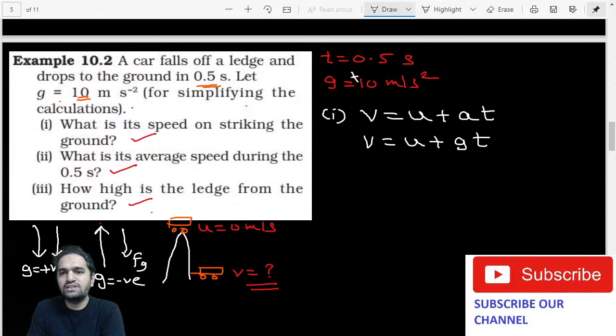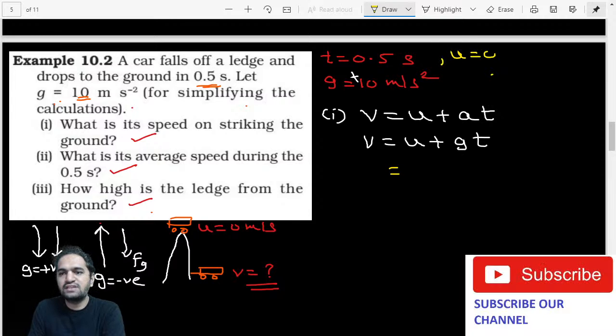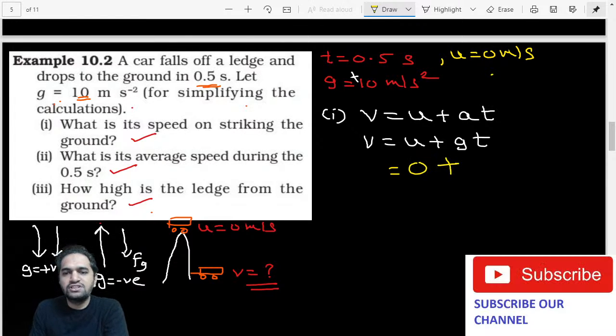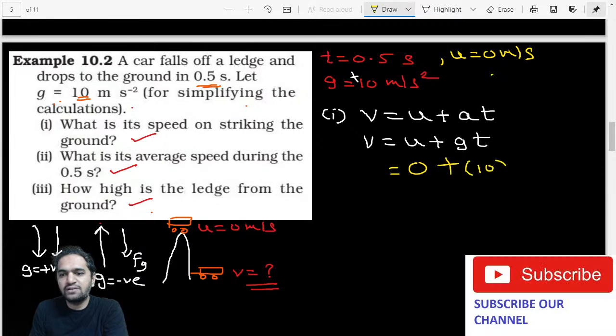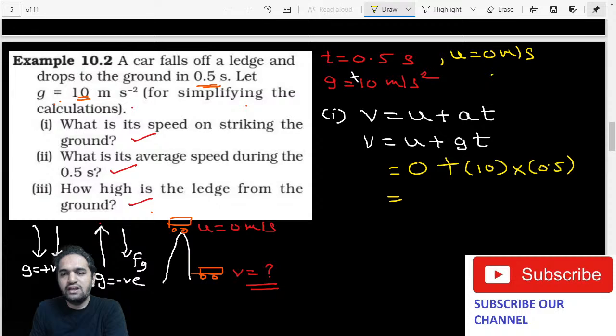Now you can just put the values there and calculate the answer. The u value is already given as 0, right? In the question itself, it was 0 because the car was at the height. So u is 0. What about g? We have been asked to take the value of g as 10. And the time we have been asked to take as 0.5. So you can multiply 10 into 0.5.